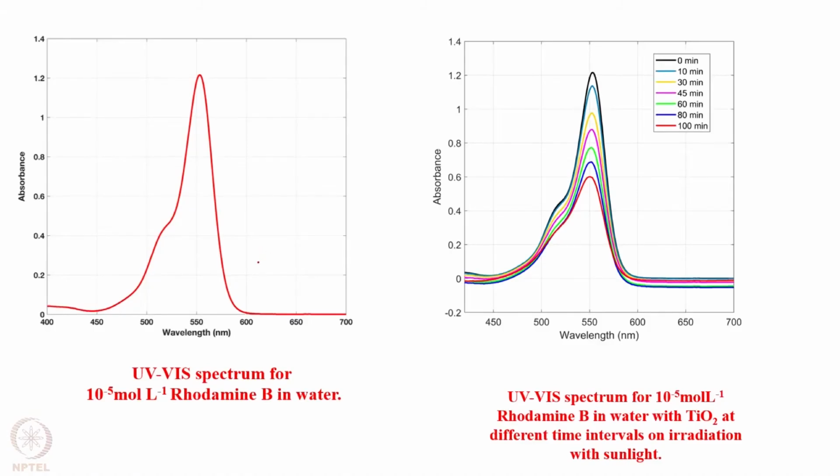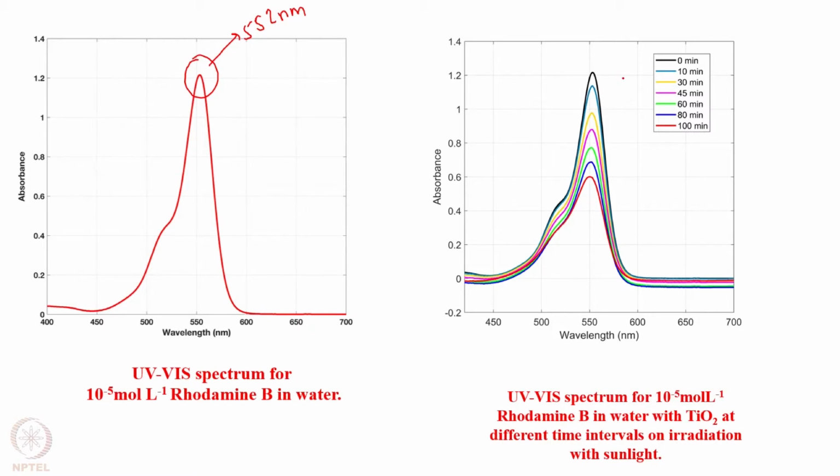If the solar flux is not very high, then UV irradiation of the sample can be used to carry out a similar experiment, which is photodegradation of the dye. So this is the UV visible absorption spectrum for 10 to the power minus 5 mole per liter rhodamine B solution in water. We can see that it has an absorption maximum at 552 nanometers.